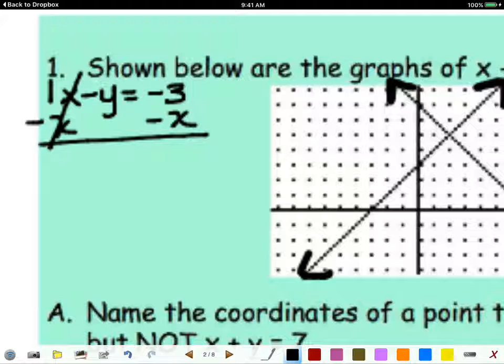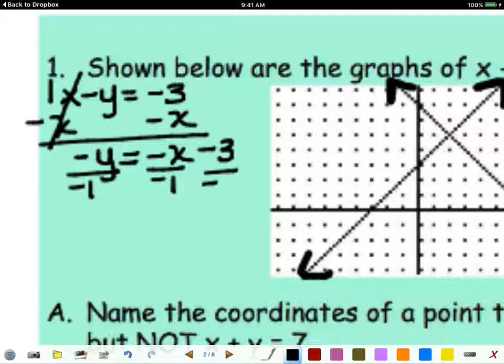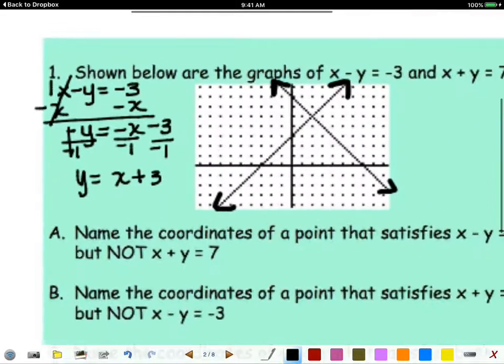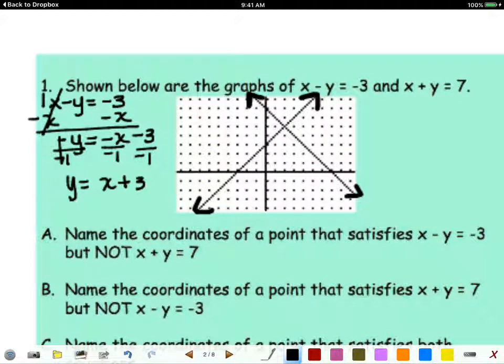X minus x goes away. Now bring down that negative y equals, and remember we write the term that has the x first. So negative x and then minus 3. Now we don't want negative x, we want positive x, so we still need to divide by that negative 1 all the way through. So we have y equals negative x divided by negative 1 should just be a positive x. Negative 3 divided by negative 1 should be a positive 3. Okay, so can you see which line that would be? Can you see which line would be y equals x plus 3?